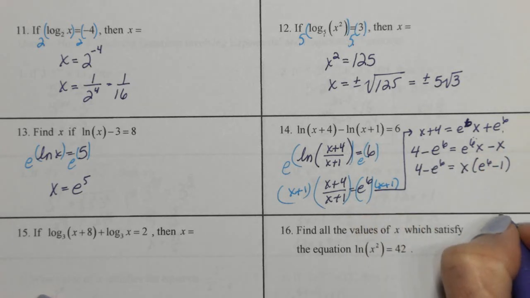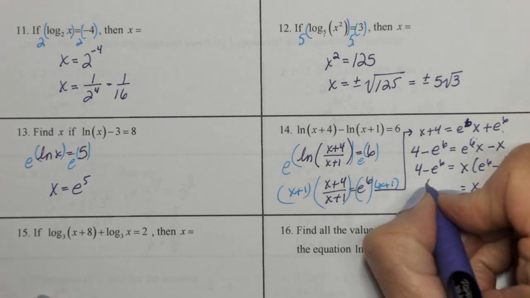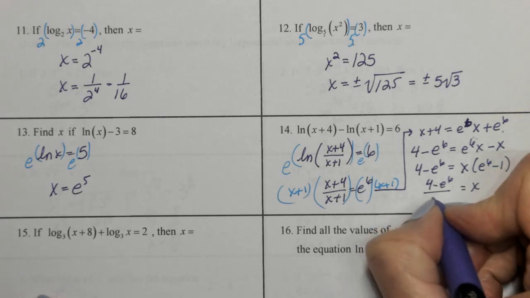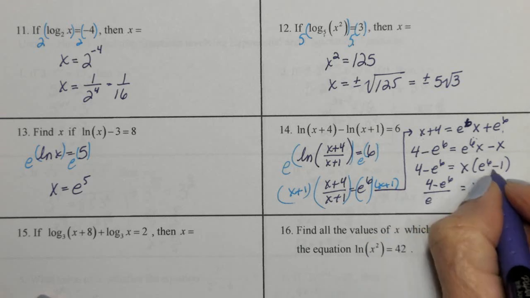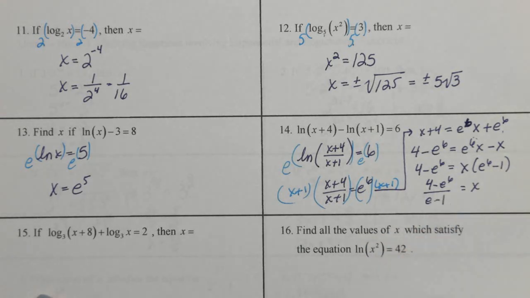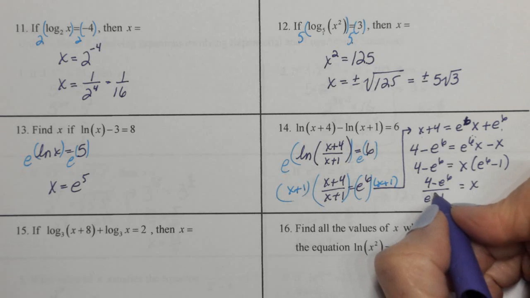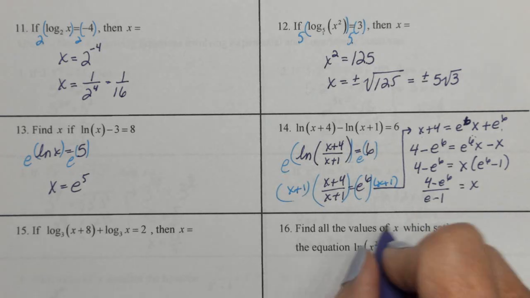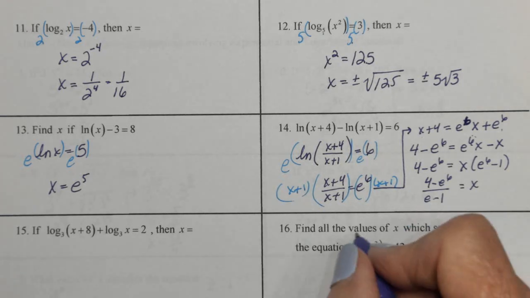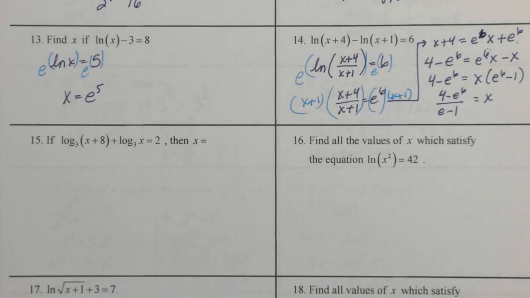Last step, divide both sides by e to the 6th minus 1. Like that. That was a messy one. That was really messy. I didn't expect it to be so messy, but it was. Alrighty, let's take a look at the next one.